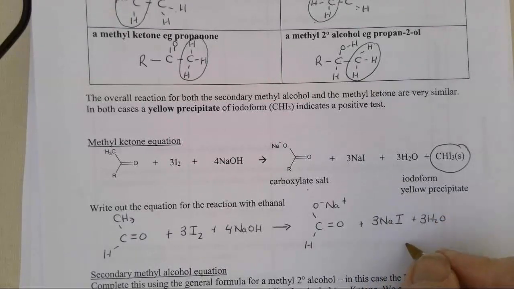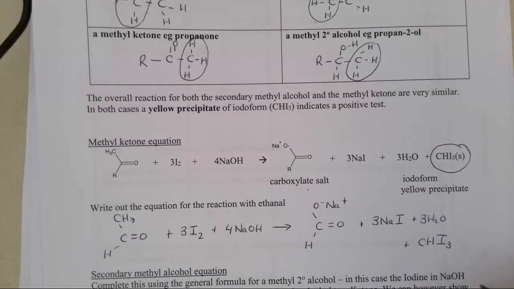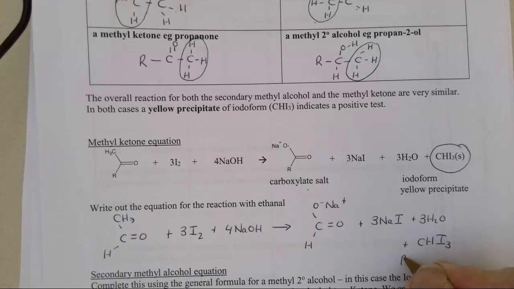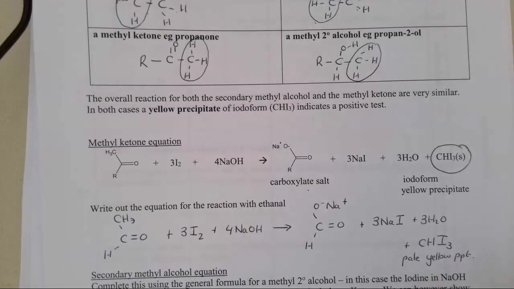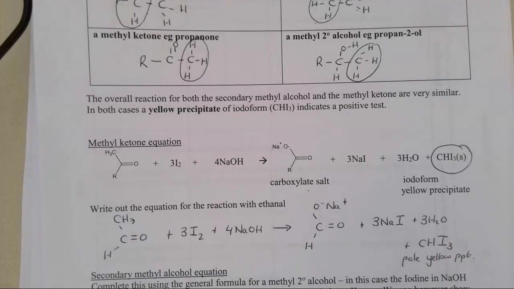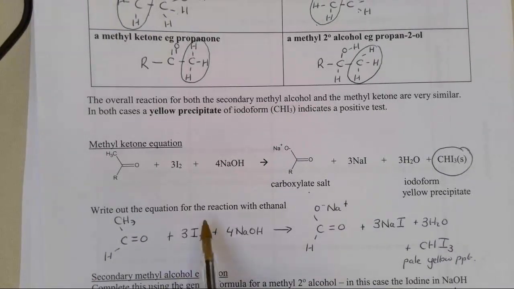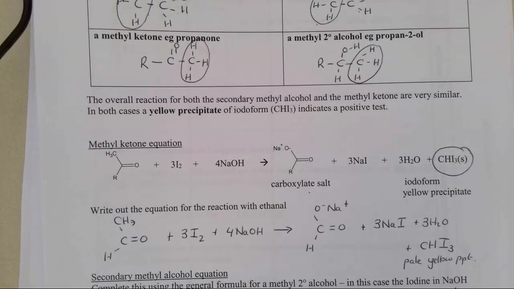And very importantly, that CHI3, triiodomethane, which is my pale yellow precipitate. And that's what I'm looking out for in the test, because if I formed that, then this reaction has happened. All the other things are soluble. The iodine is sort of brown coloured, and that colour quickly fades, and you should get this pale yellow precipitate.